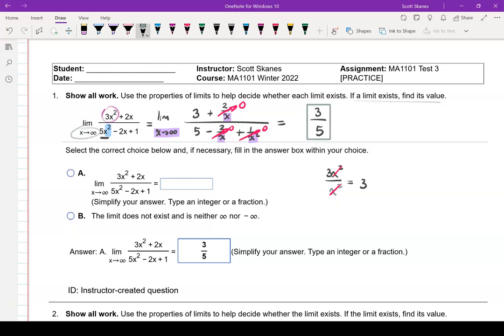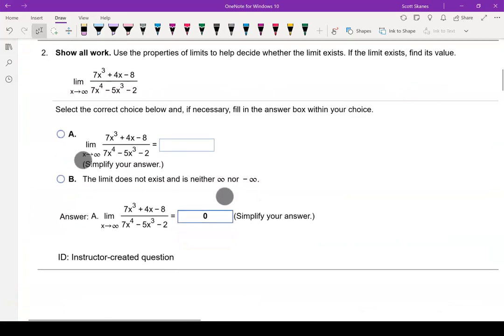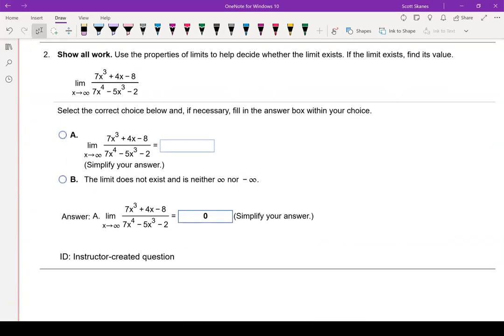I'll do the second case, which is number 2, and then I'll show you a shortcut for these questions. So number 2, show all work. Use the properties of limits to decide whether the limit exists. If the limit exists, find its value. Once again, this is an evaluation as x goes to infinity, which means we want to look at the highest power in the denominator, which is x to the power 4, and divide everything by that. We're not evaluating this yet. Just divide every single thing by x to the power 4.